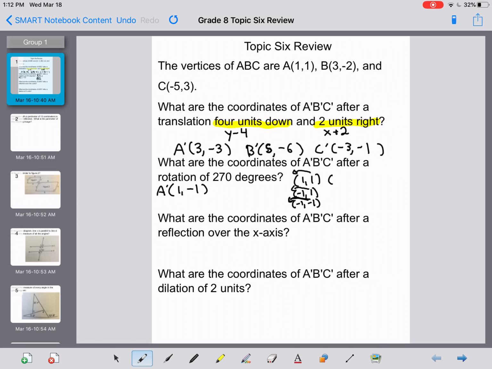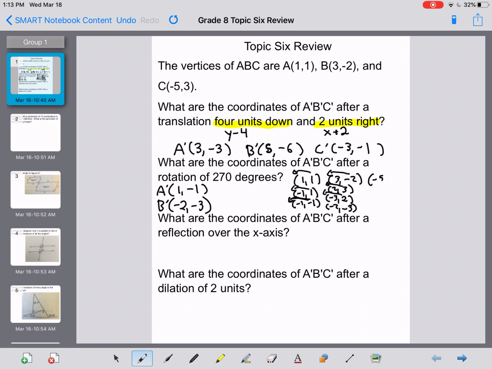Now I'm going to do the same process for B. 3, -2. My back number to the front and I get 2, 3. That's 90. My back number to my front, -3, 2. That's 180. And then one more time, my back number to the front, I get -2, -3. And that would be my 270 degrees. So for B prime, I get -2, -3.